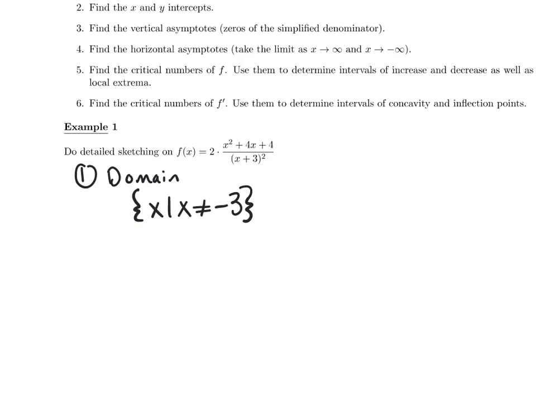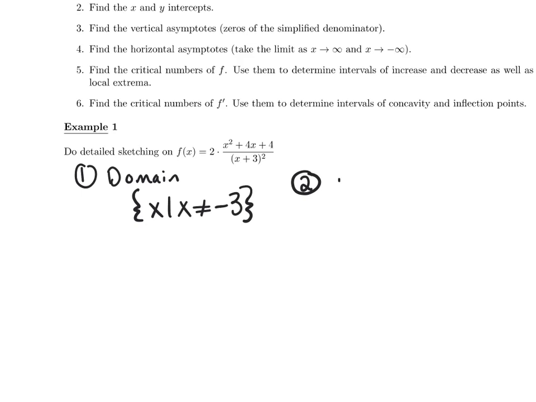Now, how do I know what type of discontinuity that is? In order to do that, which we'll do in step 3, we actually need to make sure that this function is fully simplified. But let's go ahead and do step 2, which is to find the x and y intercepts.